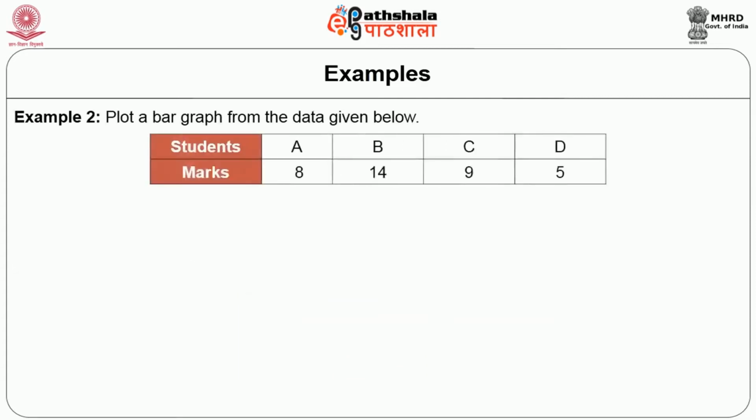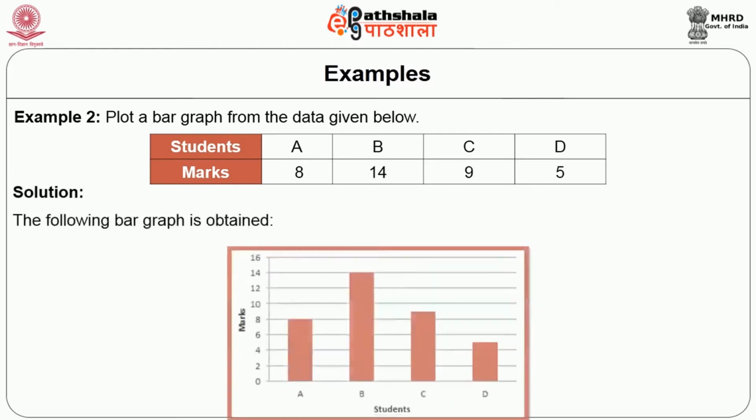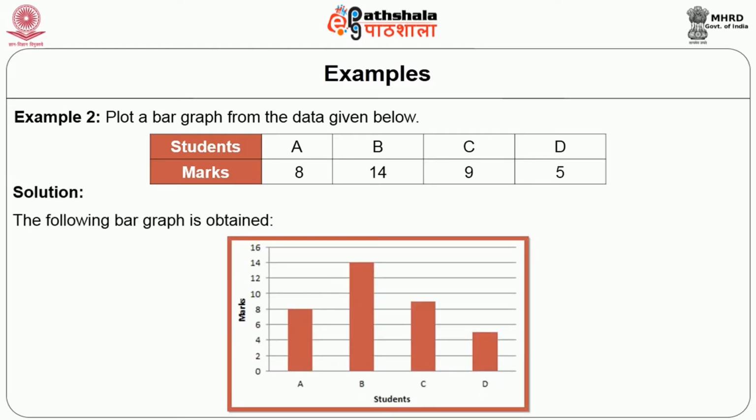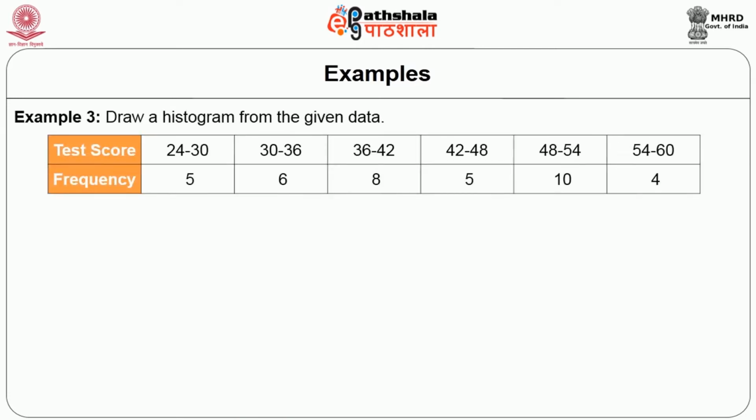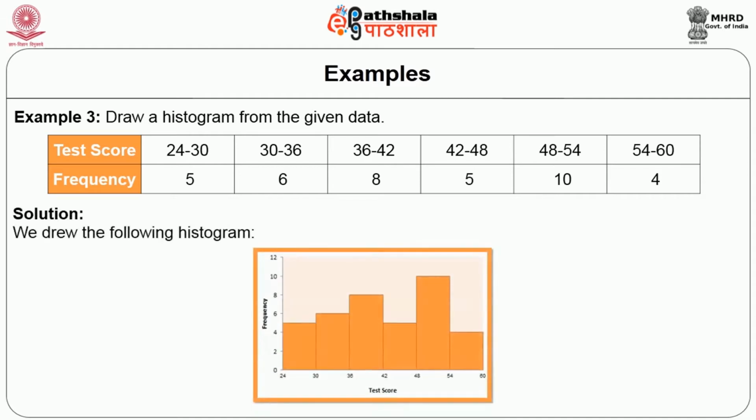Example 2. Plot a bar graph from the data given below which has students and their marks. Solution. The following bar graph is obtained as follows. Example 3. Draw a histogram from the given data which includes test score and the frequency. Here we can see the following histogram drawn for the above data.